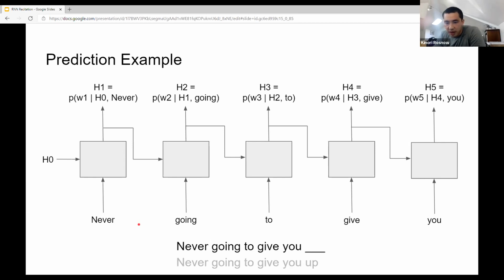Oh, so is H5 "up"? Okay, so H5 is not the word "up". It is a probability distribution. Remember I said the output is a probability distribution where each index corresponds to some word.